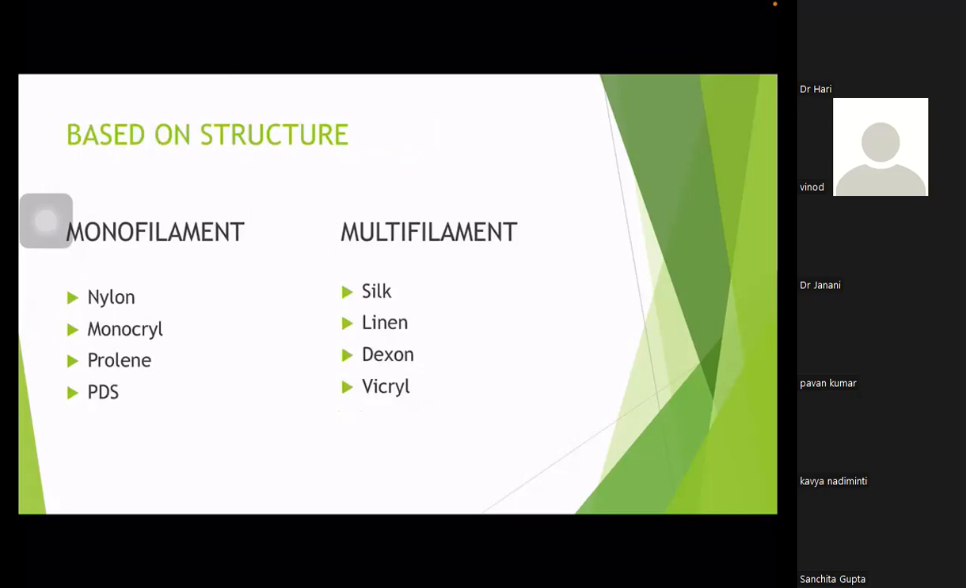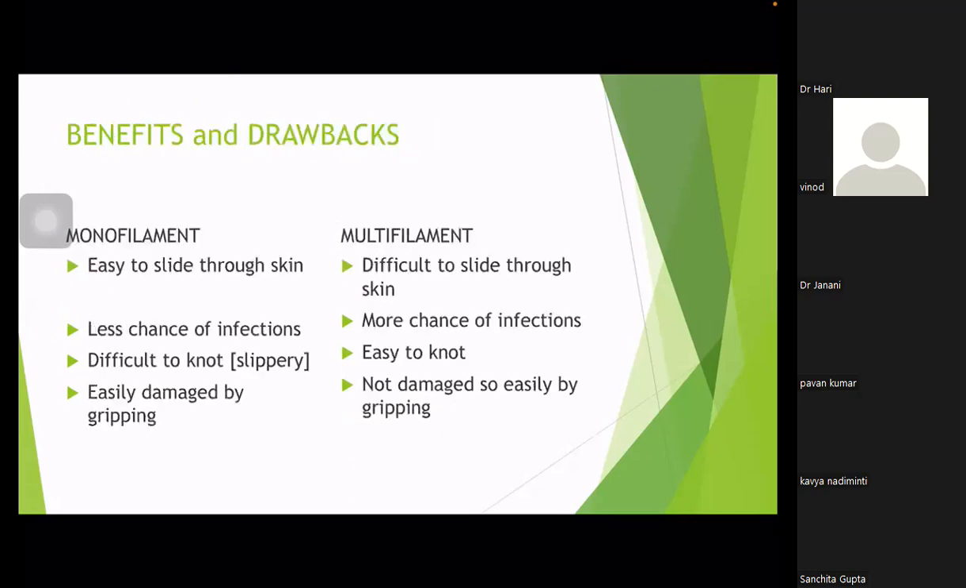Based on structure, monofilament and multifilament. Monofilament are nylon, monocryl, PROLENE, and PDS. Multifilament: silk, linen, dexon, and VICRYL. Benefits and drawbacks if it is a monofilament and multifilament.